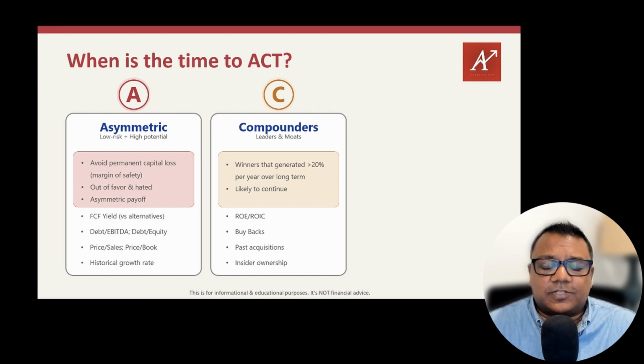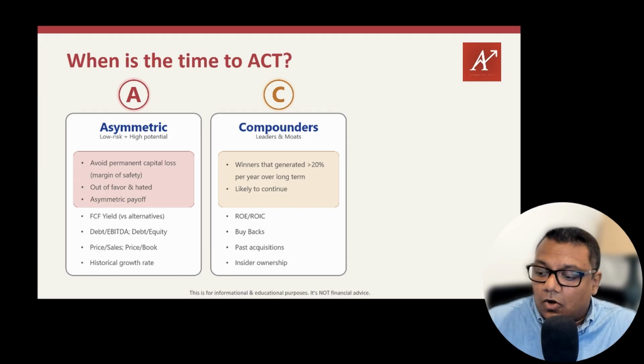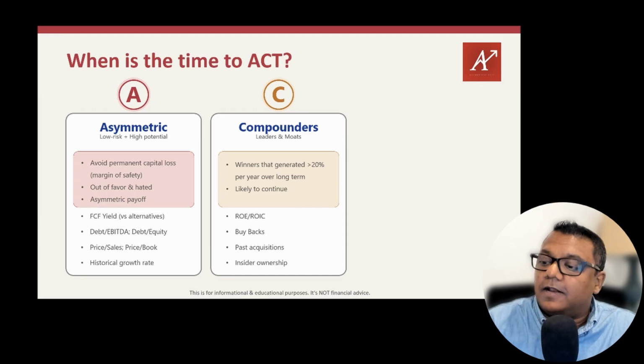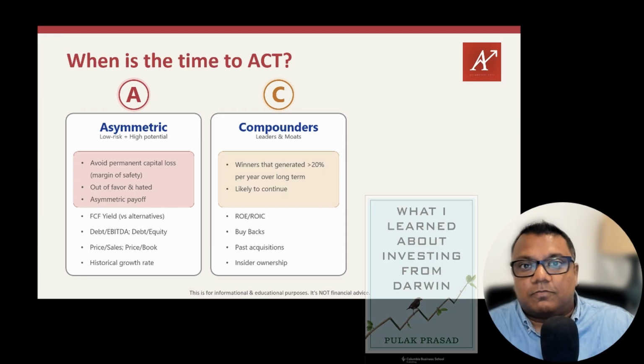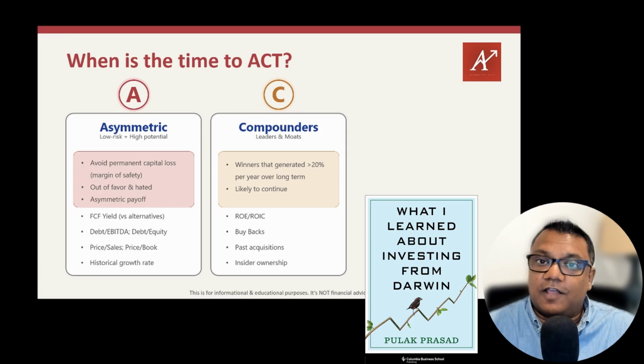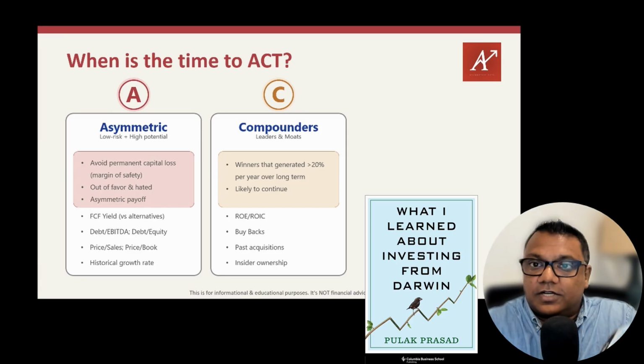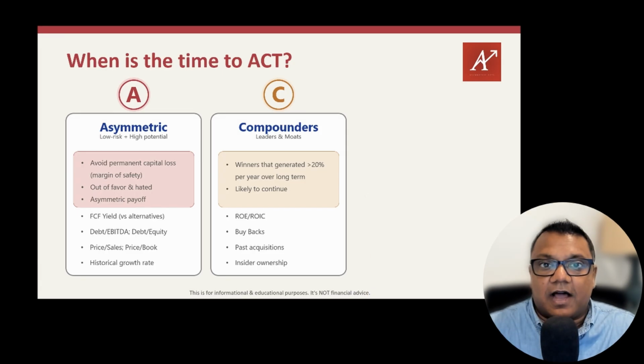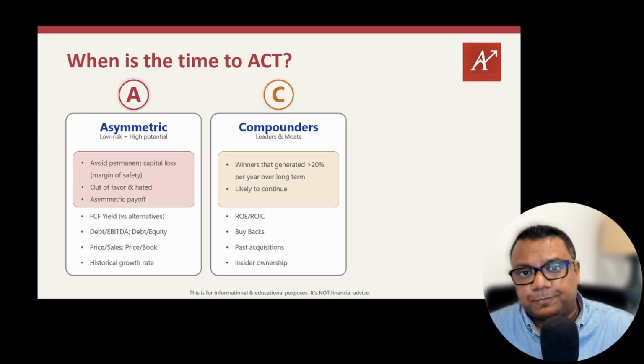And this is really the closest metric to understanding the moat, the compounding effect, as well as the efficiency with which the management team runs the business. I learned a lot about this concept in this book from Pulak Prasad, What I Learned About Investing from Darwin. If you would like to understand this in more detail, I highly recommend you go through this book.